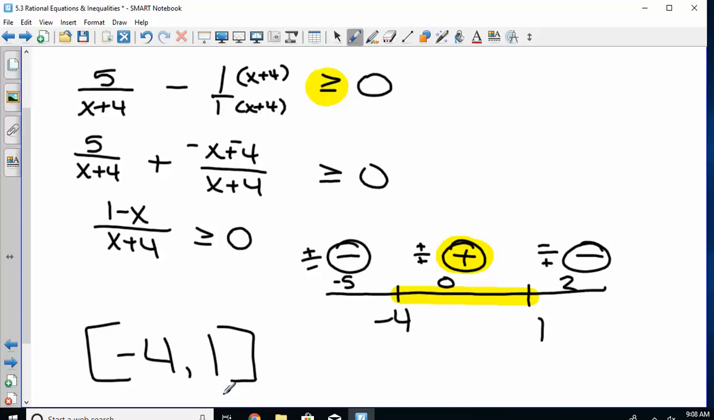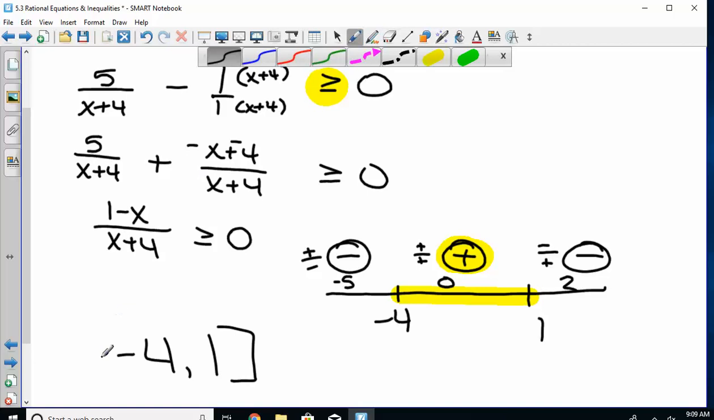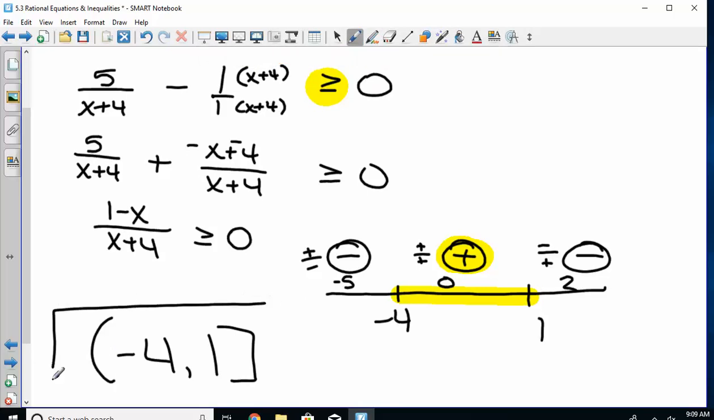Can you have a 0 on the bottom of your fraction? No. So even though it said equal to 0, that means bracket. What happens if I plug in a -4? You get 0 in the denominator, and that's undefined, isn't it? So the denominator always gets a parenthesis, no matter what. This -4, because it's on the denominator, I can't actually equal -4, so it gets a parenthesis. But the top of the fraction can be 0. So my 1 gets a bracket.